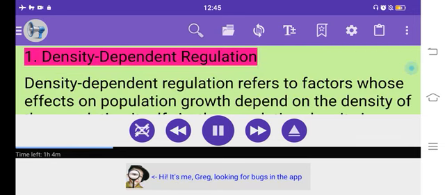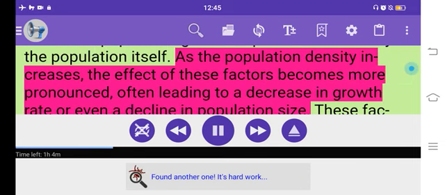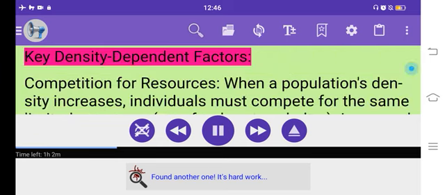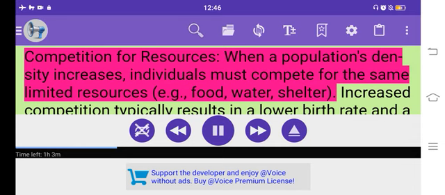1. Density-dependent regulation. Density-dependent regulation refers to factors whose effects on population growth depend on the density of the population itself. As the population density increases, the effect of these factors becomes more pronounced, often leading to a decrease in growth rate or even a decline in population size. These factors include competition, predation, disease, and territoriality. Key density-dependent factors. Competition for resources. When a population's density increases, individuals must compete for the same limited resources, e.g., food, water, shelter.